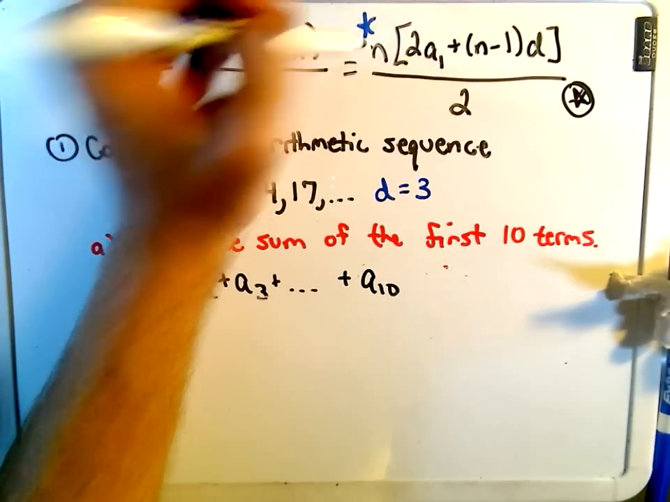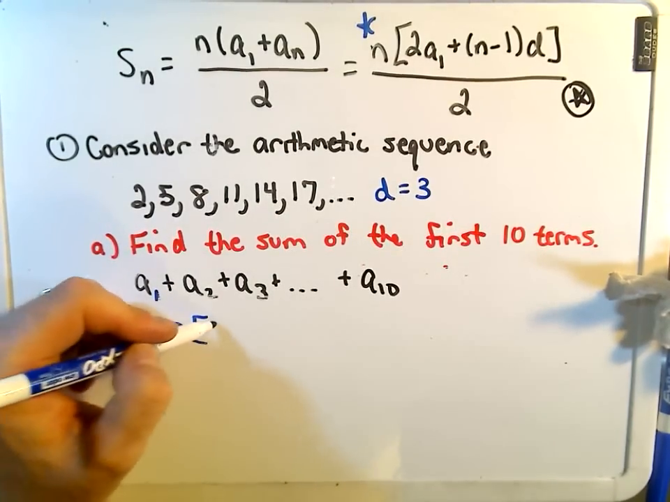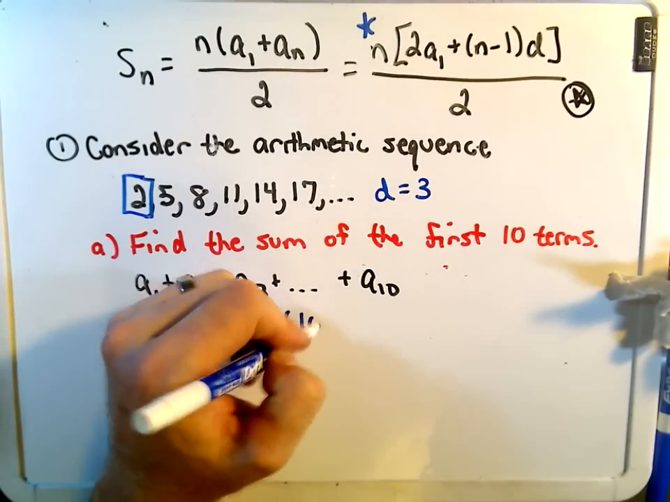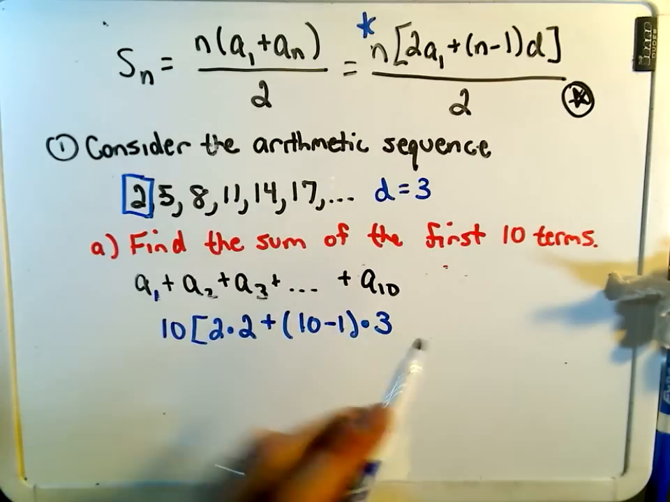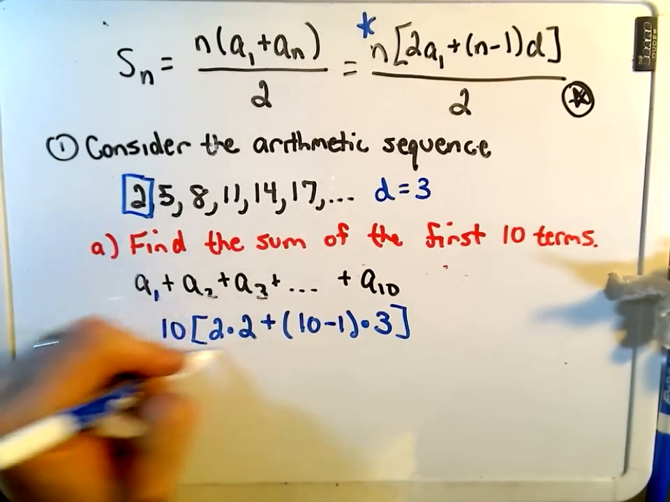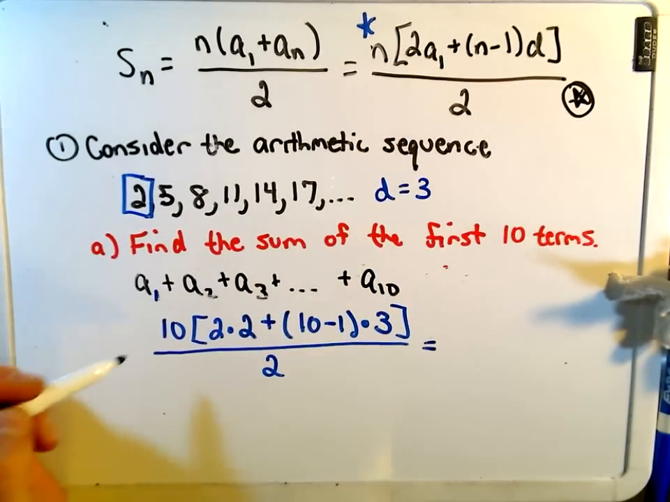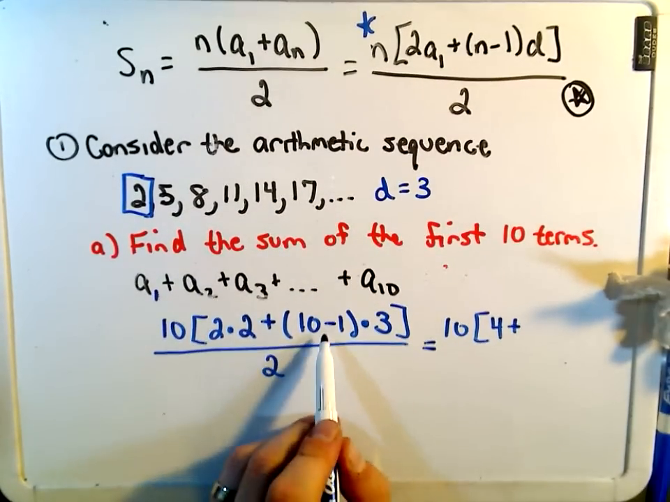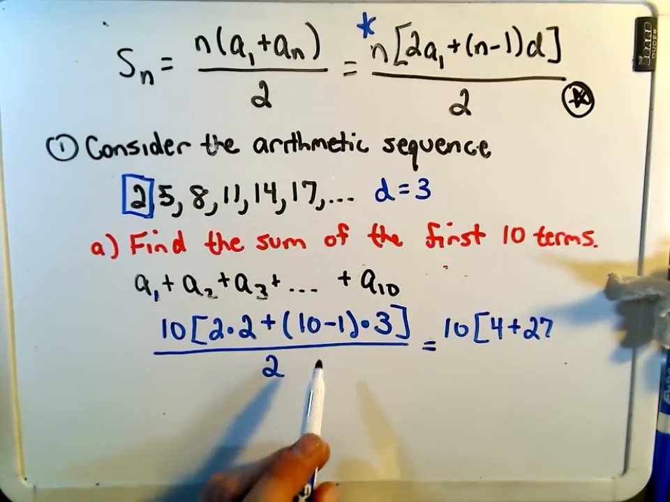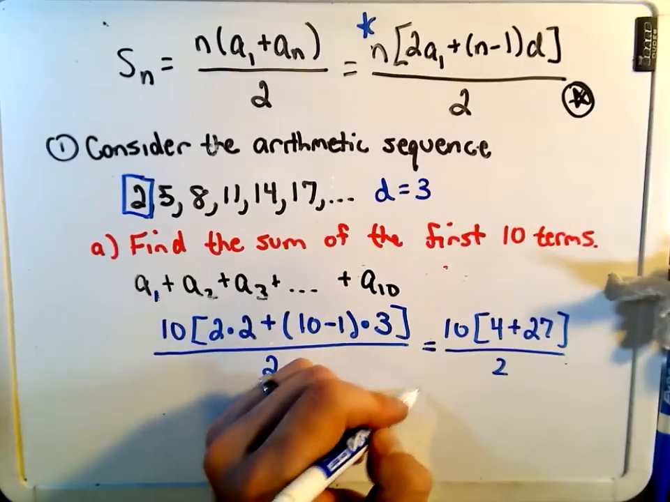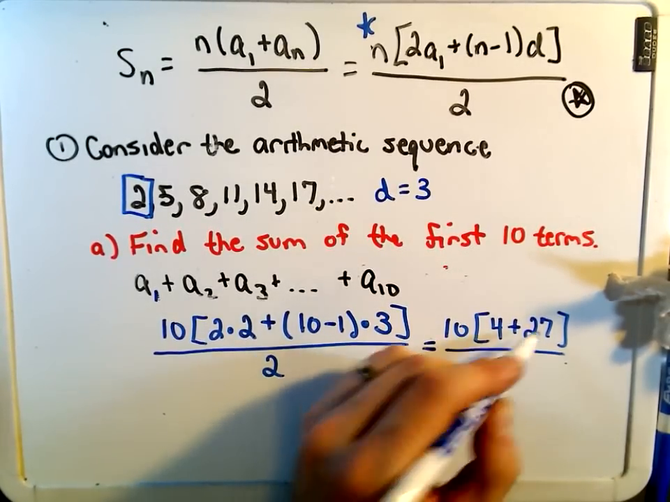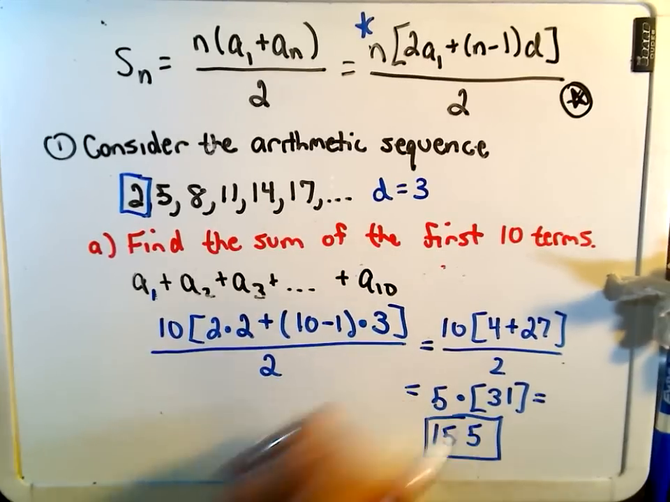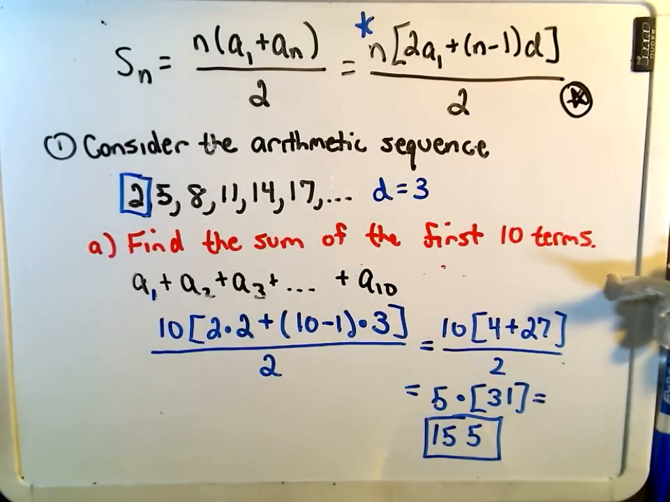To use this formula on the right, we take the number of terms, which we just said is 10. We take 2 times the first term, which in this case is 2. We take the number of terms and subtract 1, multiply that by d, the common difference, which in this case is 3, and then we simply divide all that by 2. Be a little careful with your order of operations. 2 times 2 is 4 inside, 10 minus 1 is 9 times 3, that's 27, all divided by 2. 10 divided by 2 is 5, 27 and 4 is 31, and if we were to list them all out and add up all those numbers, we would get the sum 155. Not too bad.